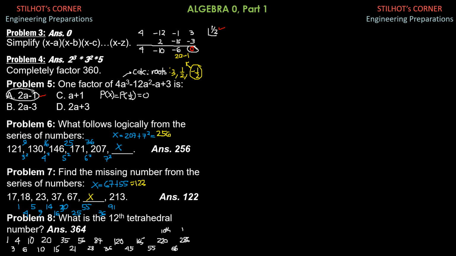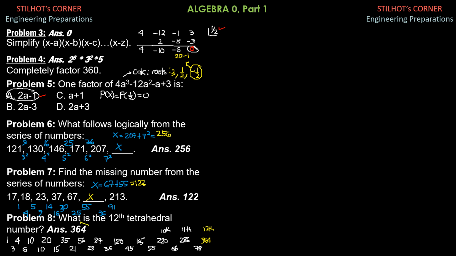This is the 11th tetrahedral number. Then finally 66 plus 12, 78. Therefore the 12th tetrahedral number is 286 plus 78, and that is 364. So that's why the 12th tetrahedral number is 364, and that's the answer.